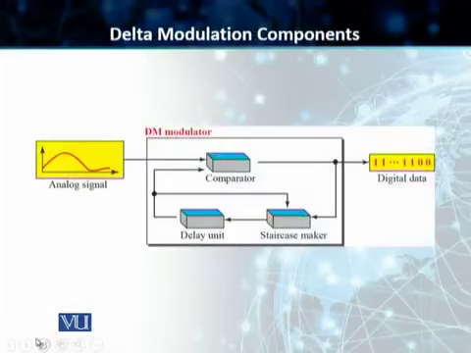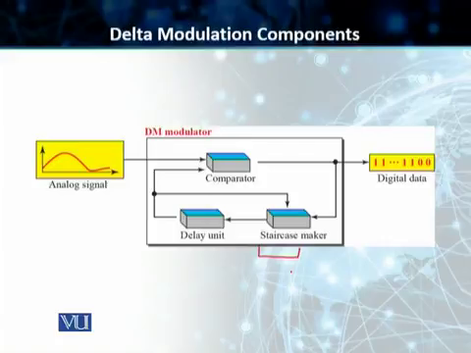As you can see, we have got a delta modulator or a DM modulator, and it consists of three components. We have got a comparator, we have got a delay unit. Delay unit is not really important, it just holds the signal until the comparator is ready to do its job. But the two basic components are comparator and the staircase maker. So this is a new concept that we are introducing in here, and that is of a staircase. Staircase signal, आपने देखा था, staircase maker actually constructs that same staircase signal. But let's see why we need it.